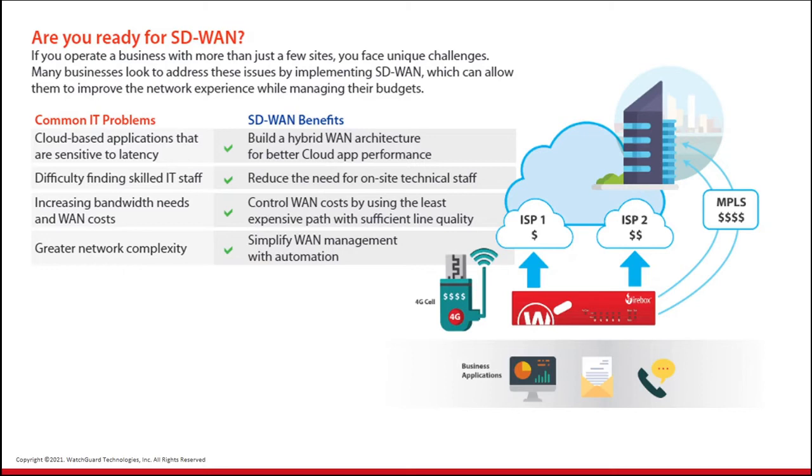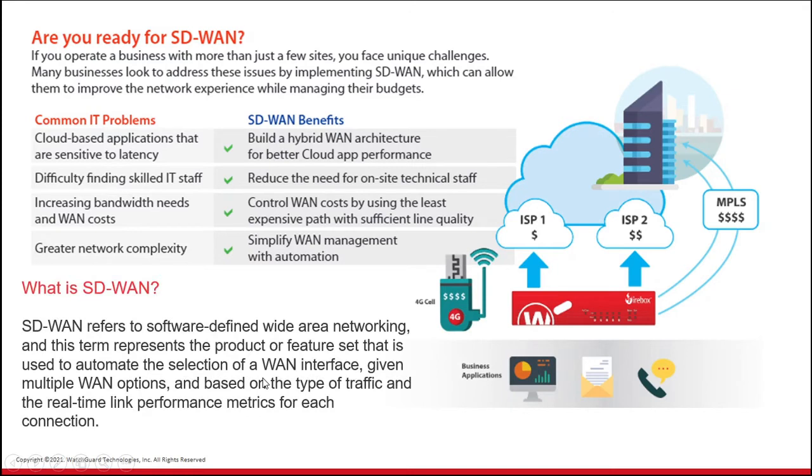Control the WAN cost by using the least expensive path with sufficient line quality, and also simplify the management of the SD-WAN itself. So again, as we started at the beginning, all of these require more than one ISP, right? So it can be 1, 2, 3, and so on. In this scenario, I have 3 ISPs, and I also have an MPLS connection that I can dynamically use, one of them depending on the type of the application.